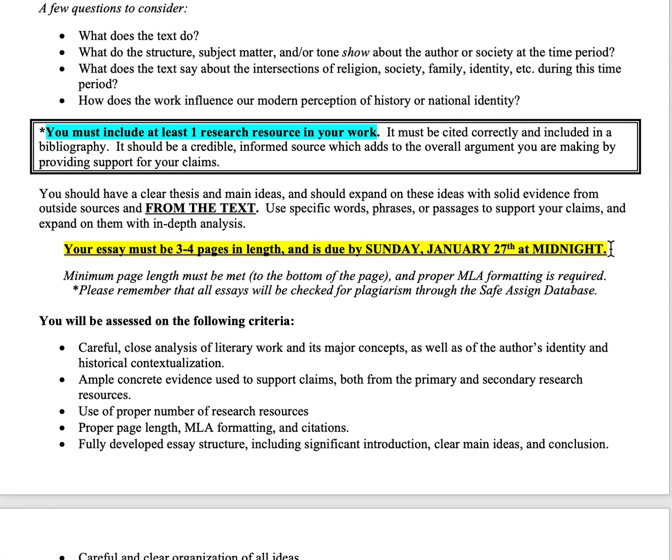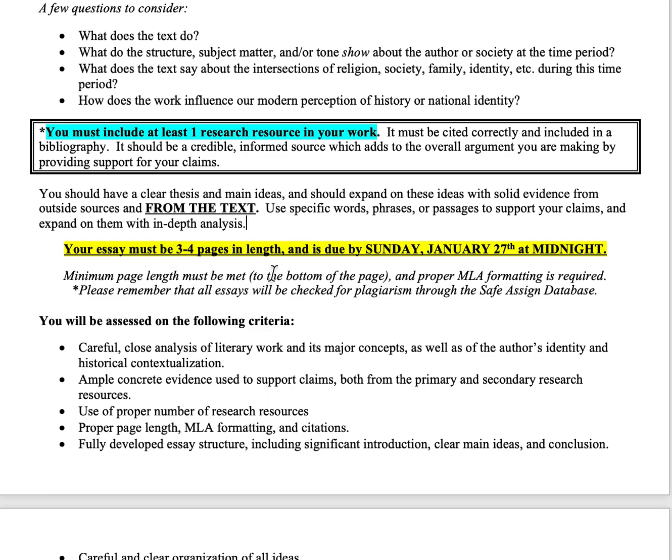So your essay is 3 to 4 pages in length and is due by Sunday, January 27th at midnight. When I say 3 to 4 pages in length, that means you have to go at minimum 3 pages down to the bottom of the 3rd page. You can always write more. You can't write less. If you write less, you do lose points.